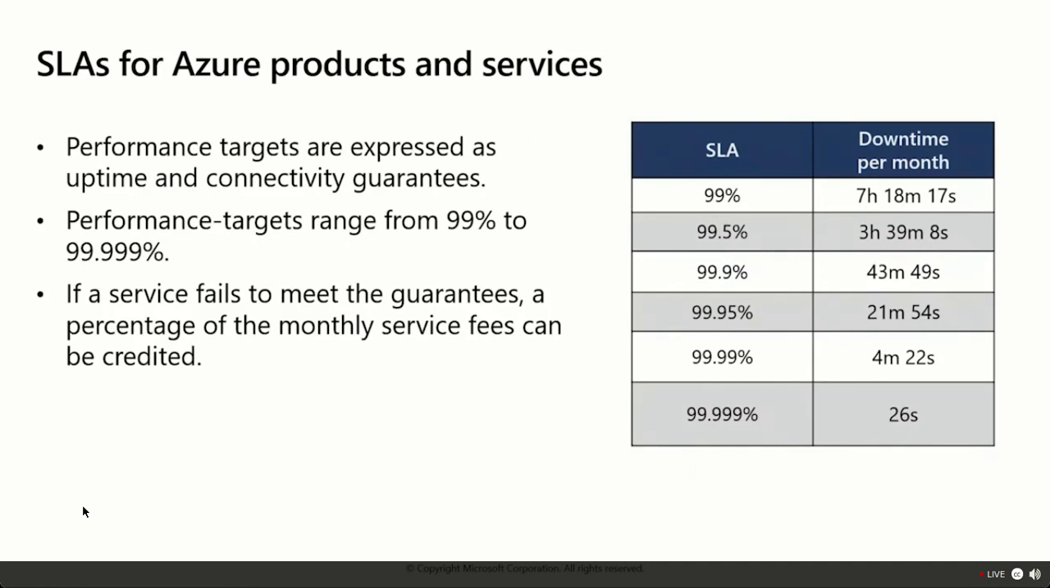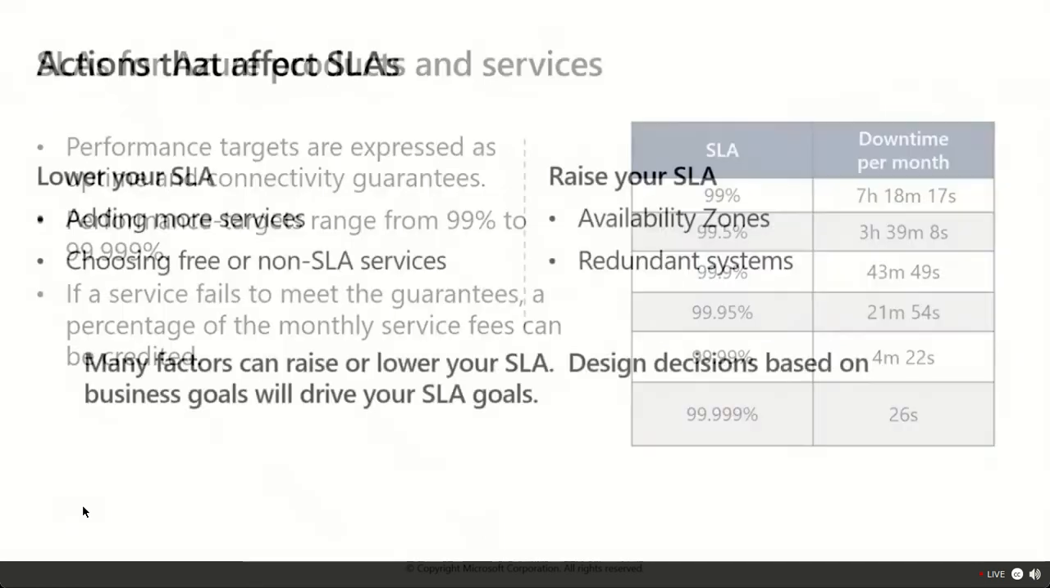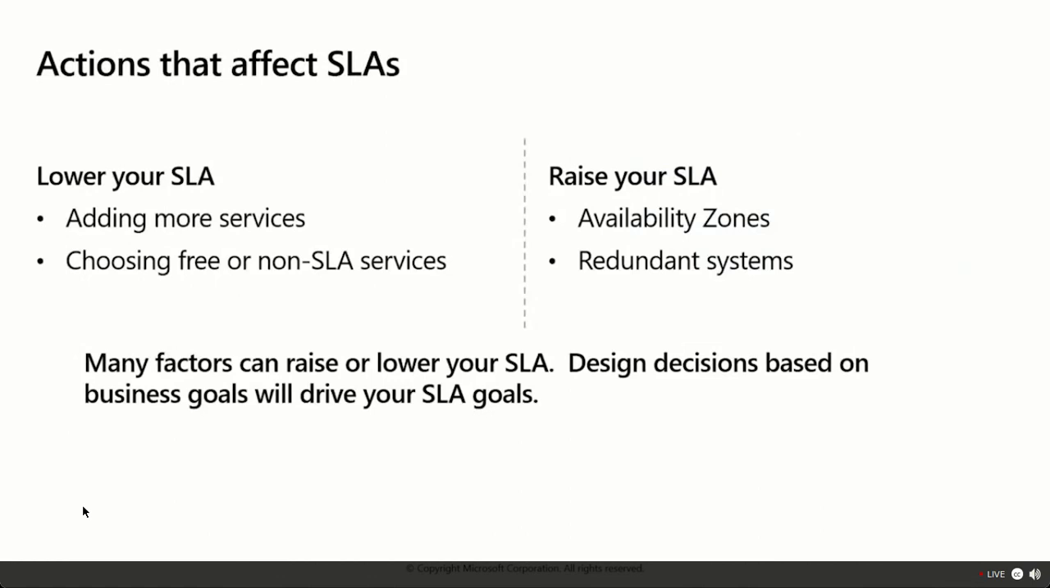Now, there's different things that impact your SLA. One, the more services that you add to your solution, the more complex it gets. And because you have more complexity, the SLA is going to go down. Because if everything's a fraction, as you multiply, the fractions are going to get smaller. And if you choose a free service or a preview feature, those won't have SLAs associated with them.